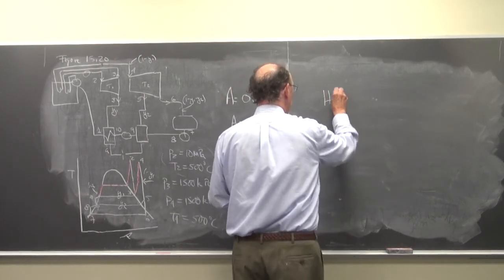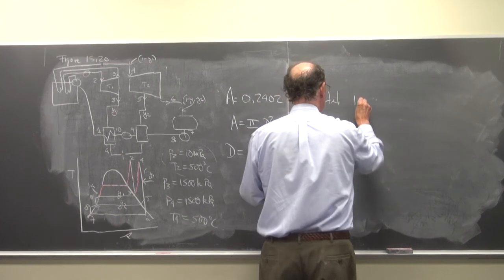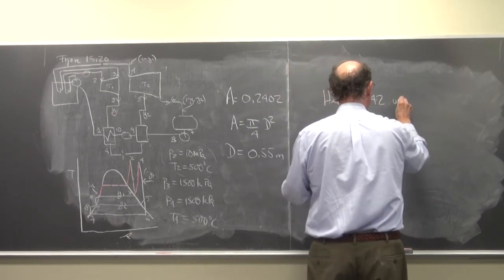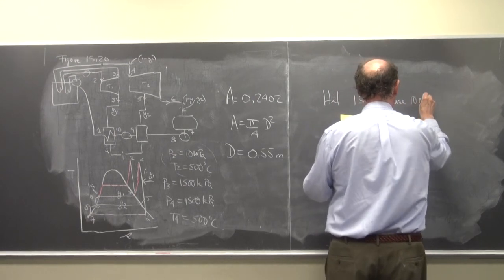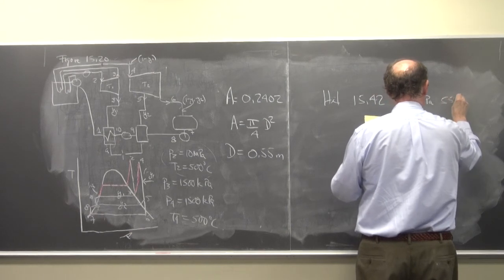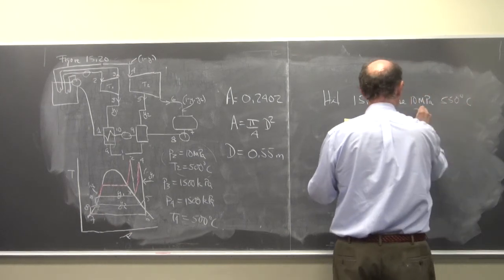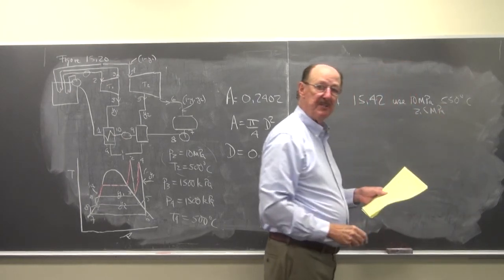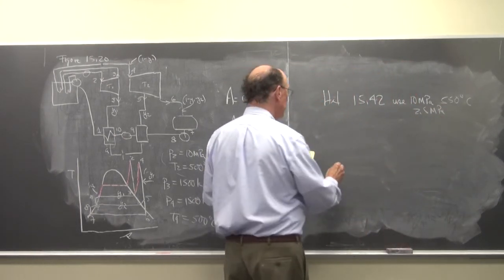For homework, do 15.42. And here, use 10 MPa, 550 degrees C, and 2.5 MPa. So this is so you can look things up in the steam tables.